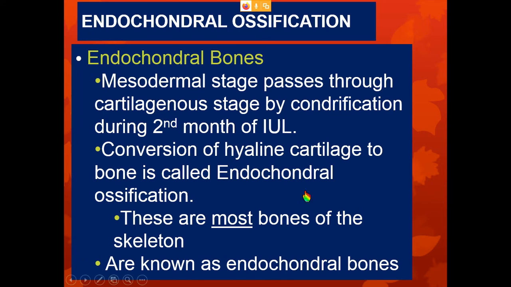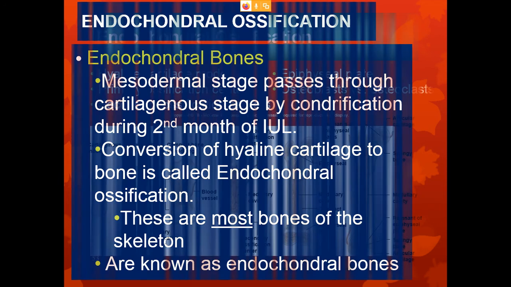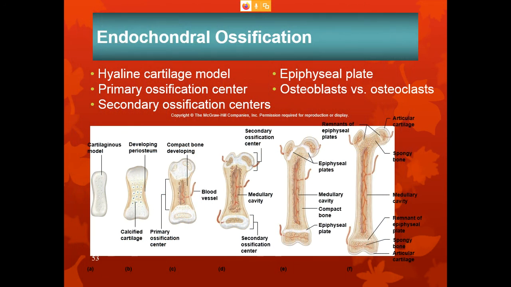Then endochondral ossification. The mesodermal stage passes through a cartilaginous stage by chondrification during the second month of intrauterine life. The conversion of hyaline cartilage to bone is called endochondral ossification. These are most bones of the skeleton, also called endochondral bones. The long bones and short bones all form from cartilage, which is why it is called endochondral ossification. Here you can identify how this hyaline cartilage is converting into bone. I'm showing you the hyaline cartilage model here.